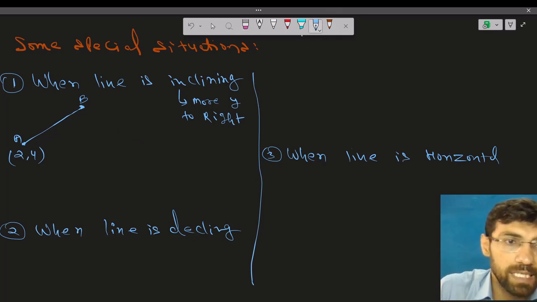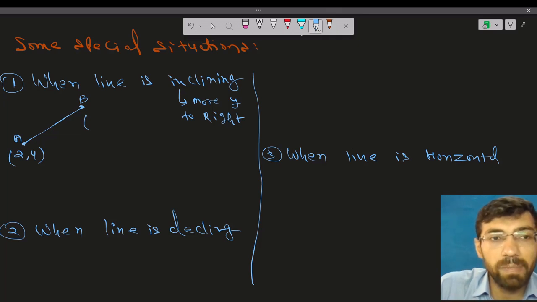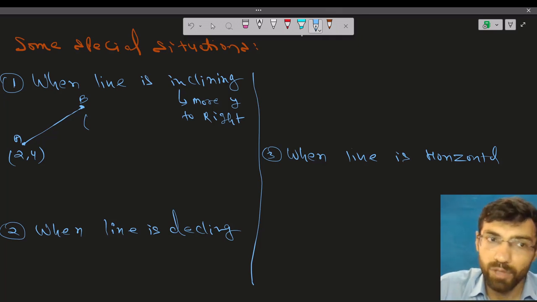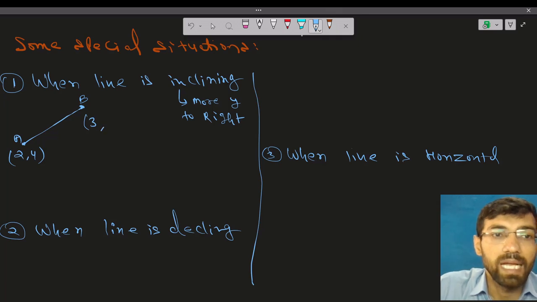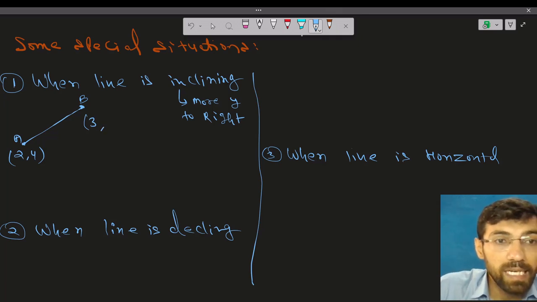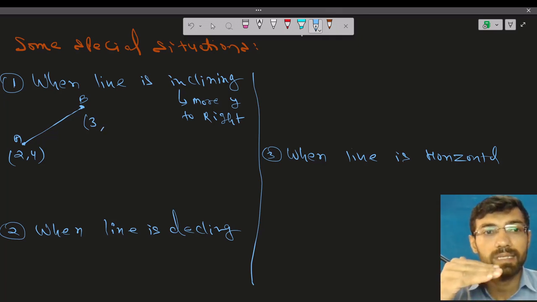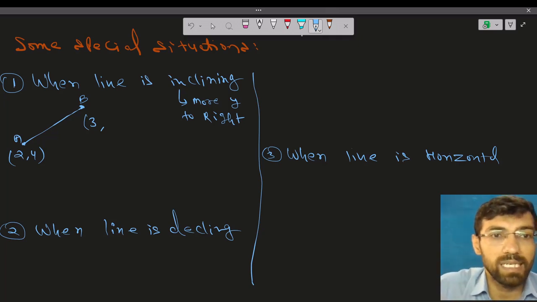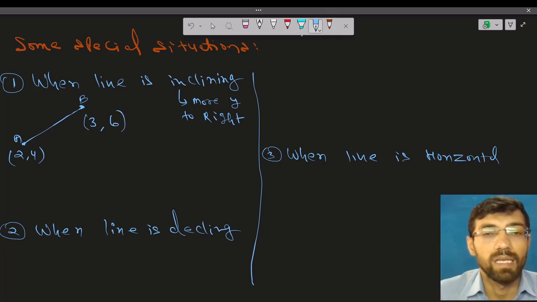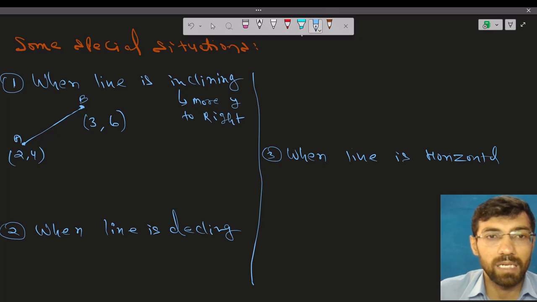So with this idea, I can write that the x coordinate of B will be more than the x coordinate of point A. So let us assume it as 3 only. And what about the y coordinate? Definitely, since point B is above point A, the y coordinate will be more. So let us assume 6. Right now the numbers will not matter. I want to discuss something else.